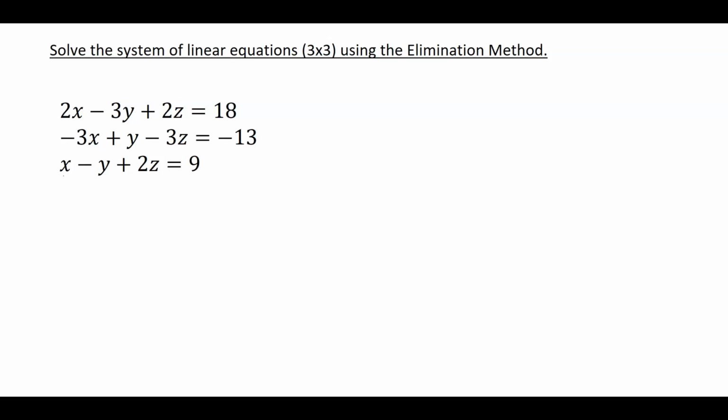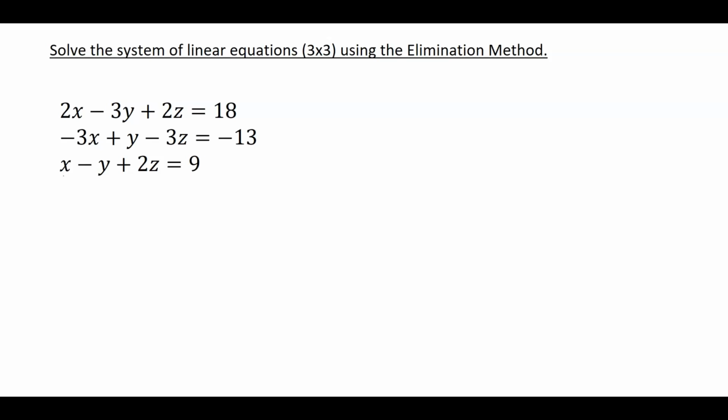In that case, we need the same coefficient on the same variable, either same sign or opposite sign. If they are opposite signs, then we eliminate using addition, and that's what I will follow through the rest of this example.